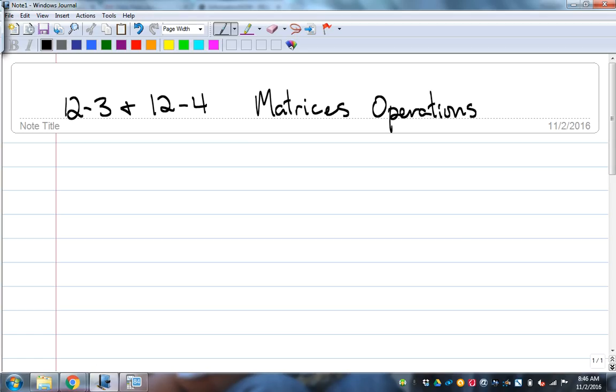Okay, so matrix operations, or matrices and their operations. I'm calling determinant an operation. It's really not considered an operation, but you find the determinant of a matrix. So we're going to start with that. The determinant of a matrix is kind of like a property of that matrix. It only exists on square matrices.